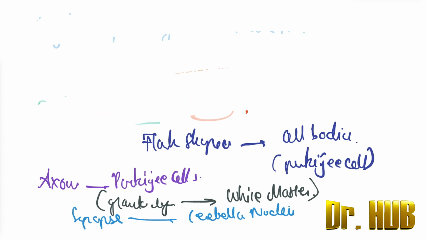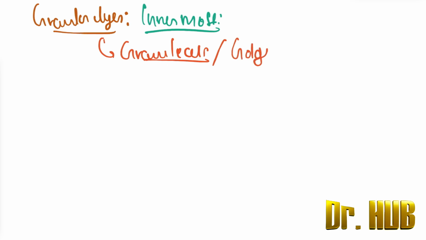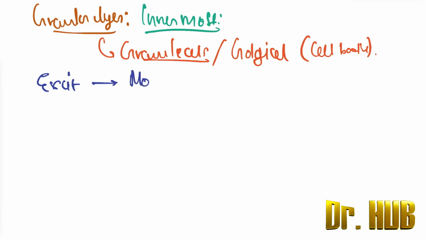Next we move on to the granular layer. It is the innermost layer. It contains the cell bodies of the granule cells as well as the Golgi cells, and it receives excitatory input from the mossy fibers.